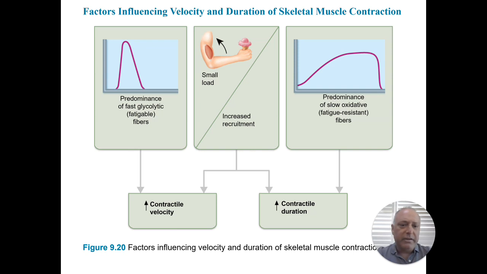So it's not going to be as acute a contraction, but it's going to be fatigue resistant, so you can contract for a longer period of time. So let's say you want to lift a load with your bicep. You might be predominantly using your fast glycolytic fibers.